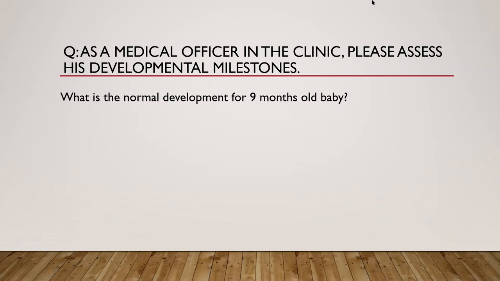For gross motor, we would expect at 9 months old, can stand with support and sit steadily. For fine motor, we would expect pincer grabs or scissor grabs. For social speech and language, we would expect localizing sound above, a syllable, combined syllable, and then for social, we would expect social anxiety.